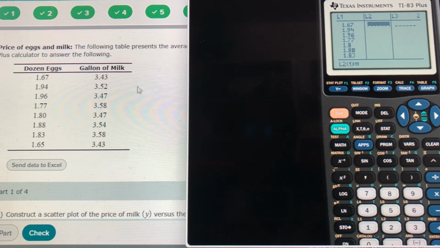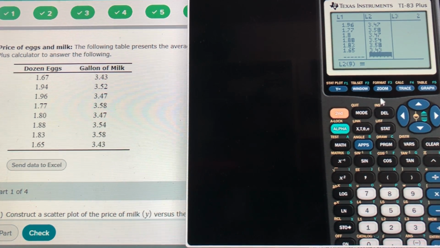Now go over to L2 and put all the milk numbers, 3.43, 3.52, 3.47, 3.58, 3.47. Watch out for typos too, otherwise it'll be wrong, but 3.54. If you were taking a test, maybe after you type them all in, go back and double check them all. 3.58, 3.43. There should be an equal amount of numbers in each list too. So they both end at the same time.